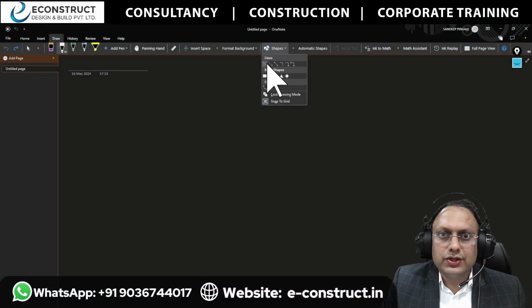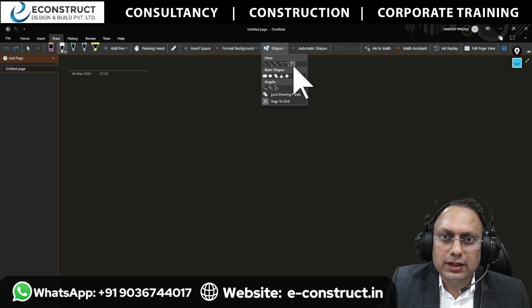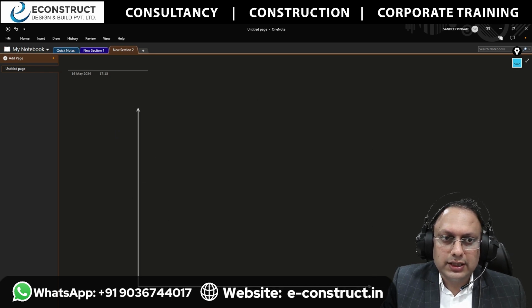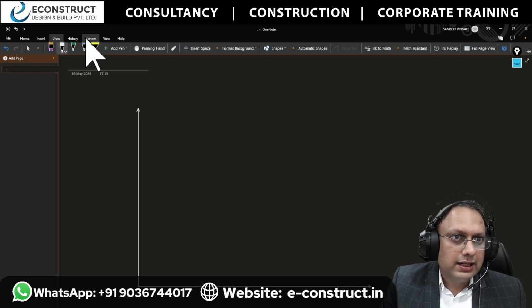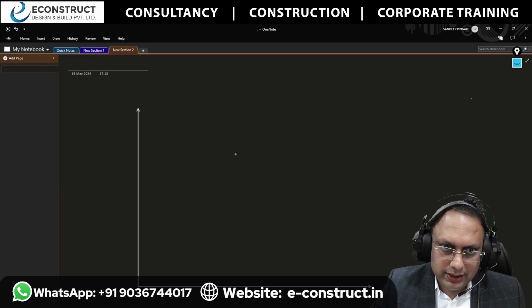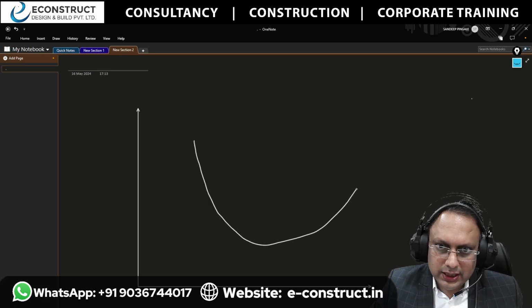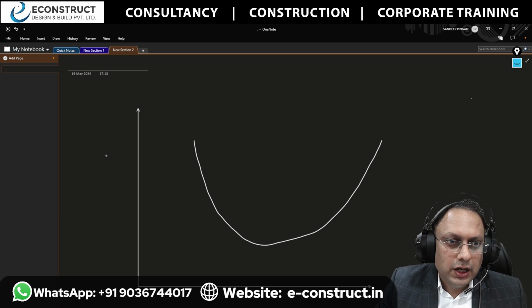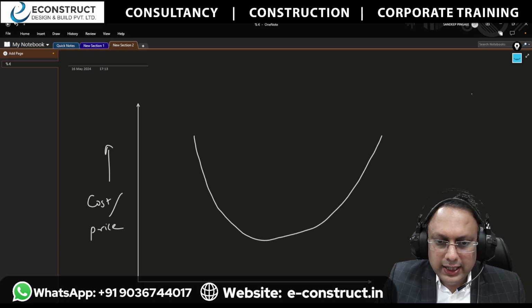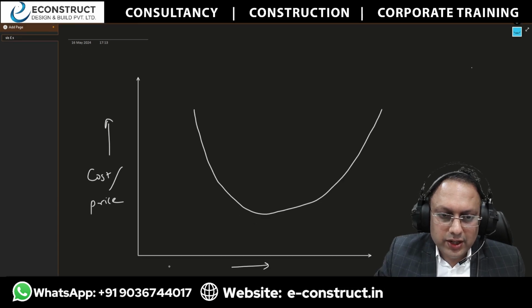Related to construction, as most of you might be knowing, the construction is basically the U curve. What does that mean? You will see over here, this is a graph, and you will see how the construction works, how the parameters work. More or less, the construction is basically a U-shape graph. On the y-axis, there is a cost or a price. On the x-axis, there is time.